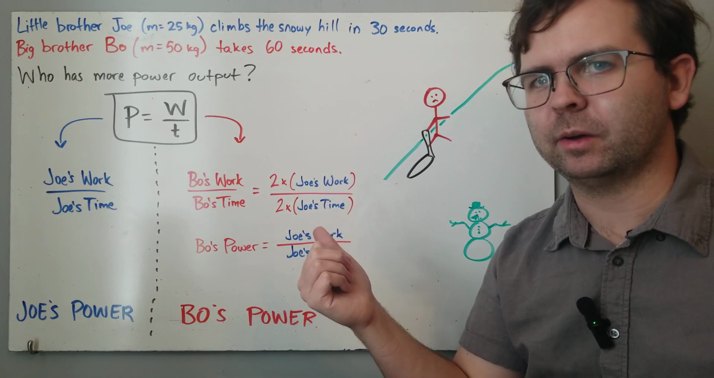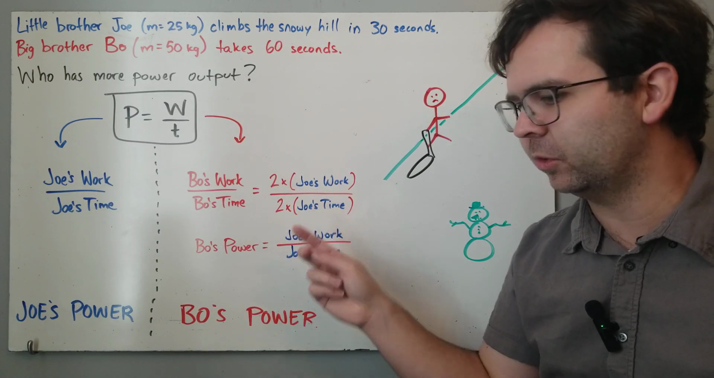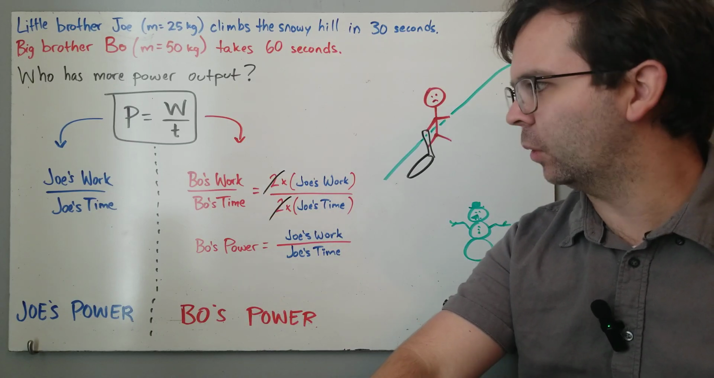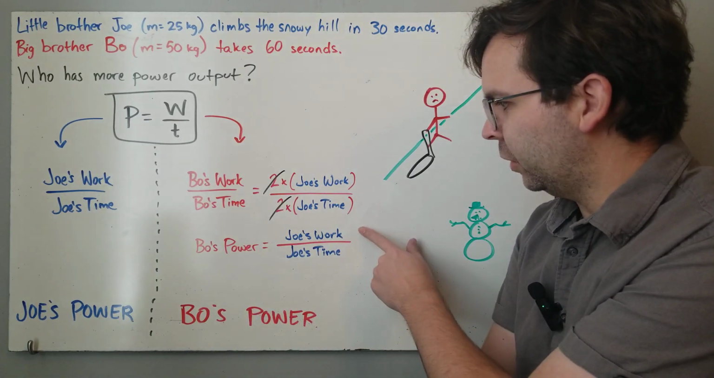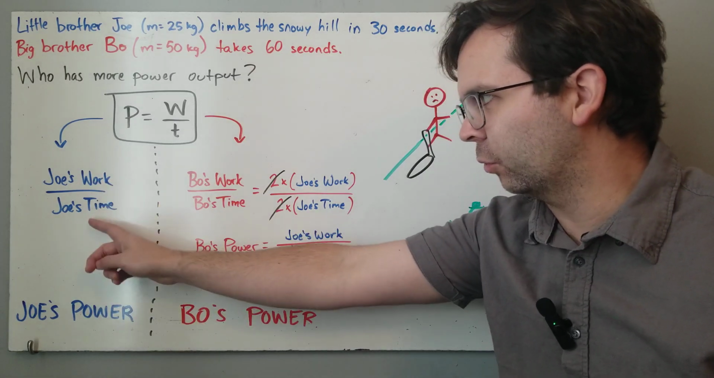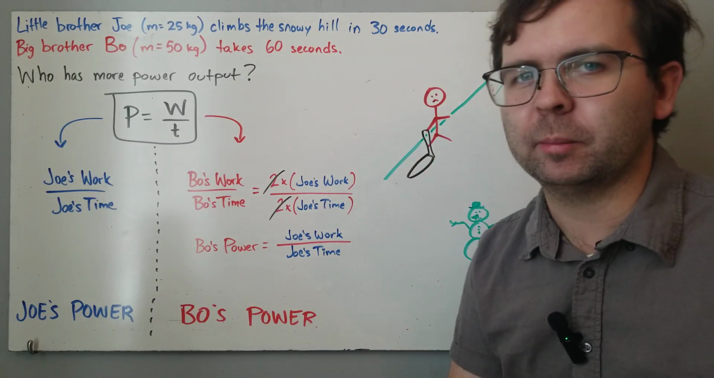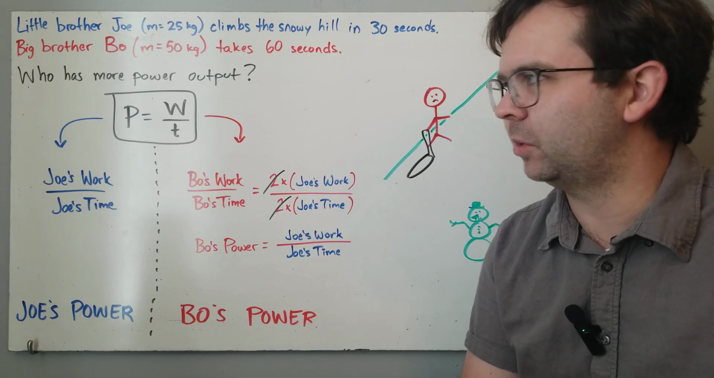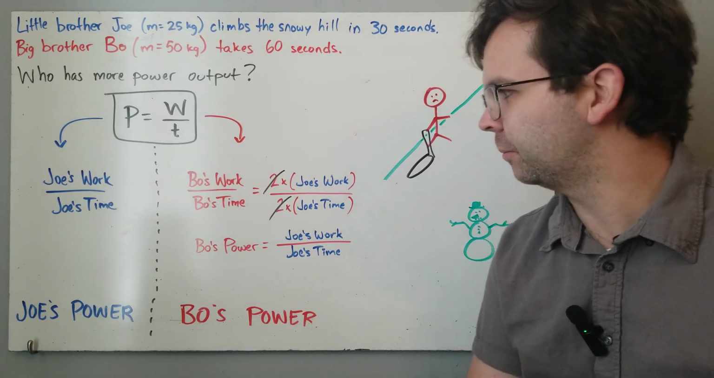And if you know anything about algebra and fractions, if we're multiplying 2 times the numerator and 2 times the denominator, we can cancel these out. They basically have no effect, and we can get rid of the times 2 here. Bo's power is simply Joe's work over Joe's time. And if you look at Joe's power, that's Joe's work over Joe's time. They have the same power output. So even though Joe was able to climb the hill really quickly, he's lighter. It doesn't take as much force to lift himself up to the top of the hill, and so not as much work is done. And they end up having the same power output.